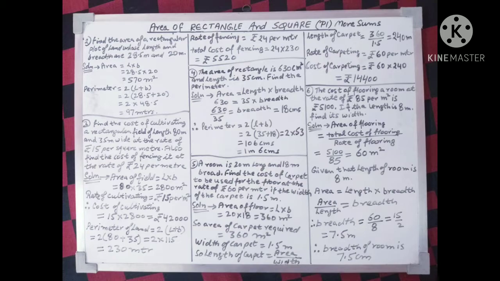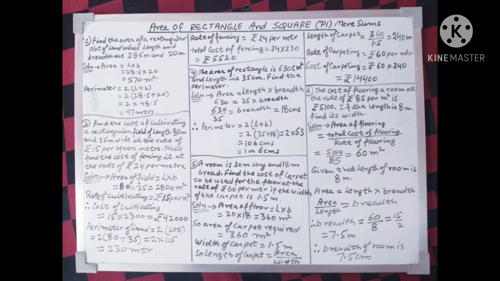Total cost of the flooring is equal to rupees 5100 and rate of flooring is equal to 85 rupees per meter square. So total area of the floor will be given by total cost of the flooring divided by rate of flooring. That is 5100 divided by 85. And we finally get the answer as 60 meters square. So we have found the area of the floor.